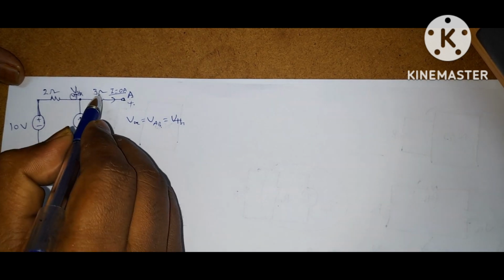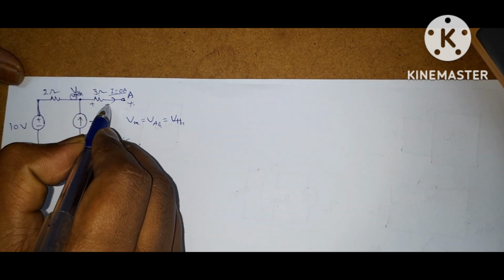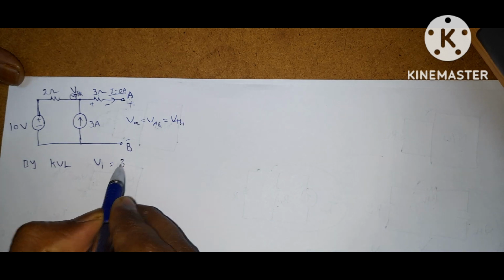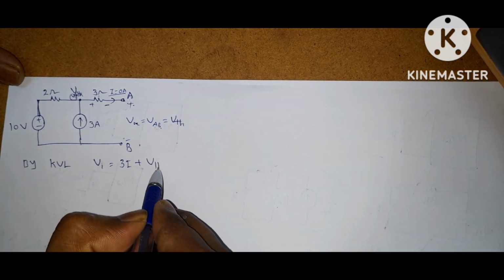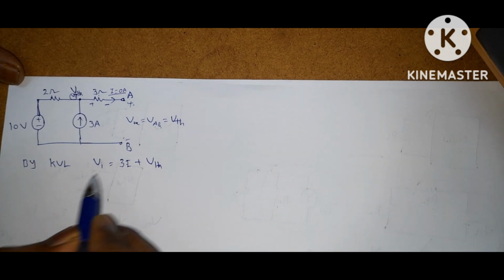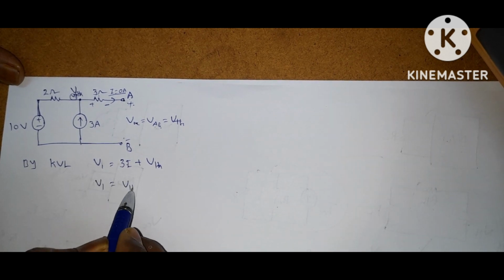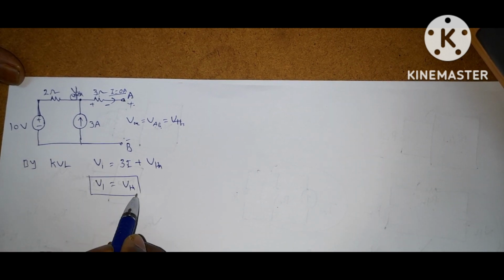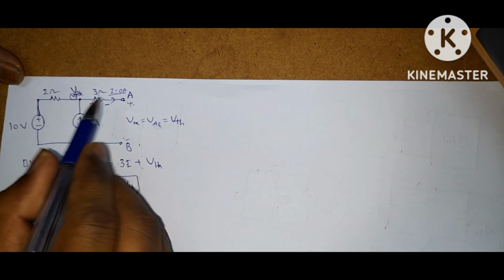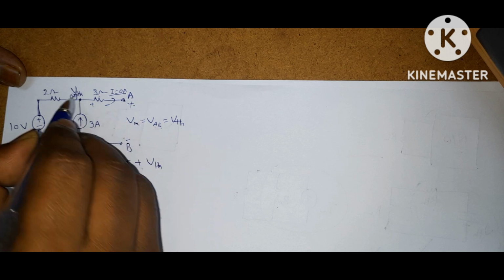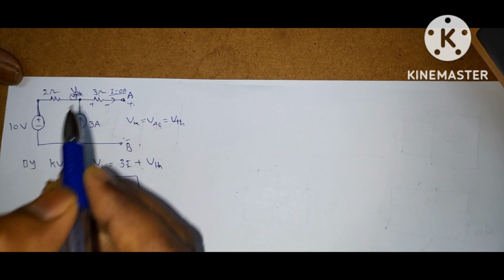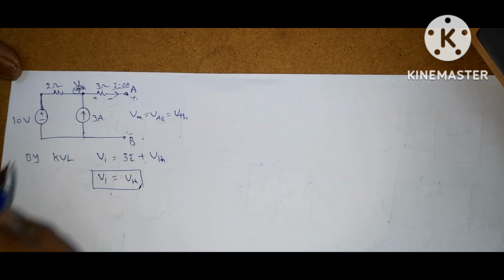V1 is equal to, so the voltage across this resistor is 3 into I, and the voltage across these two terminals is V Thevenin. I is 0, so what is V1? If I is 0, V Thevenin is V1. These two terminals are open circuited, so this node voltage becomes this voltage. So that is V Thevenin. Apply nodal analysis at V Thevenin.